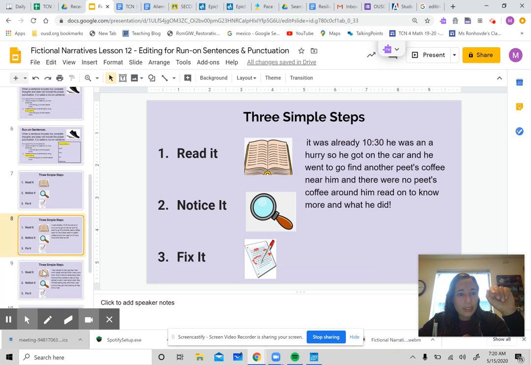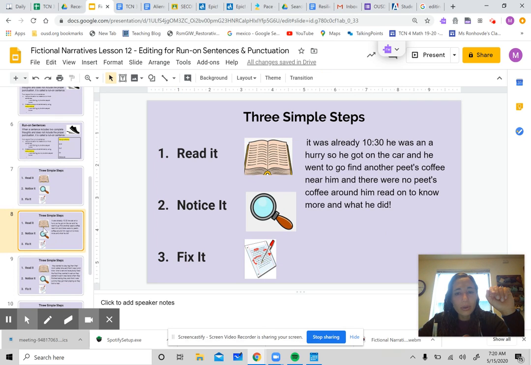So let's practice this process with a couple examples. So this is an example that I literally took from one of my students' writing. So I'm not going to use any names because the student did a really great job. And I noticed that they were using some run-on sentences. So let's help the student out and let's help them out with any punctuation we see as well.